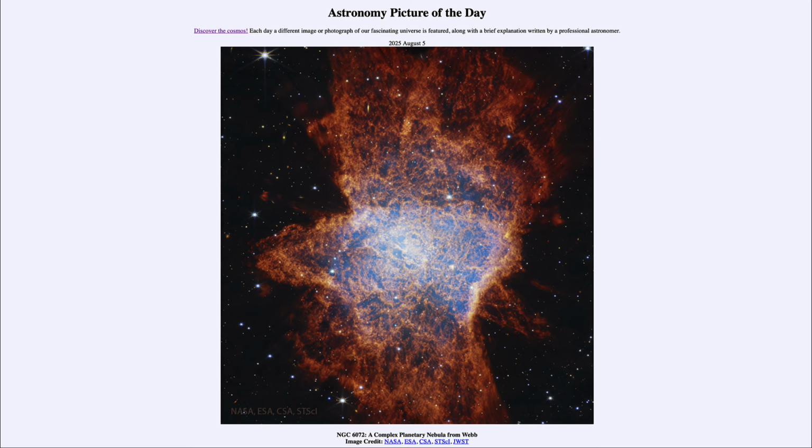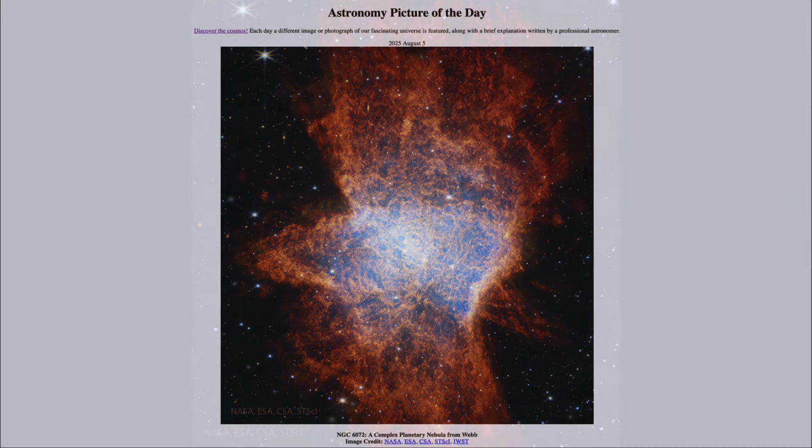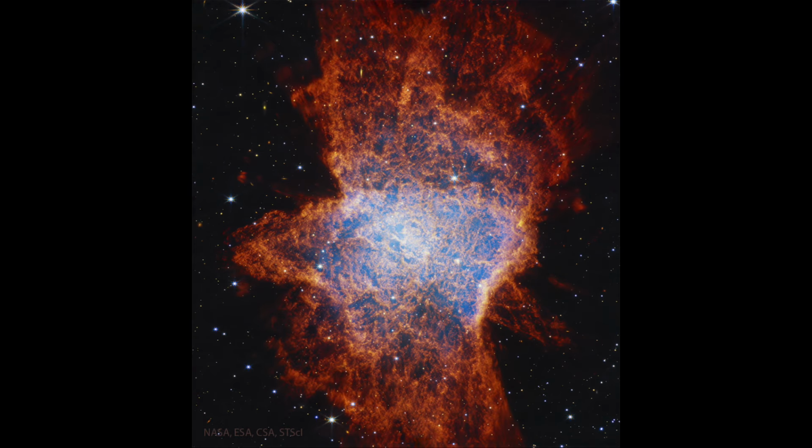Today's picture for August 5th of 2025 is titled NGC 6072, a complex planetary nebula from Webb. So what do we see here? Well, here we see an example of a planetary nebula. And as we find and study these in more detail, we find that many of them are much more complex than the earliest ones we found.